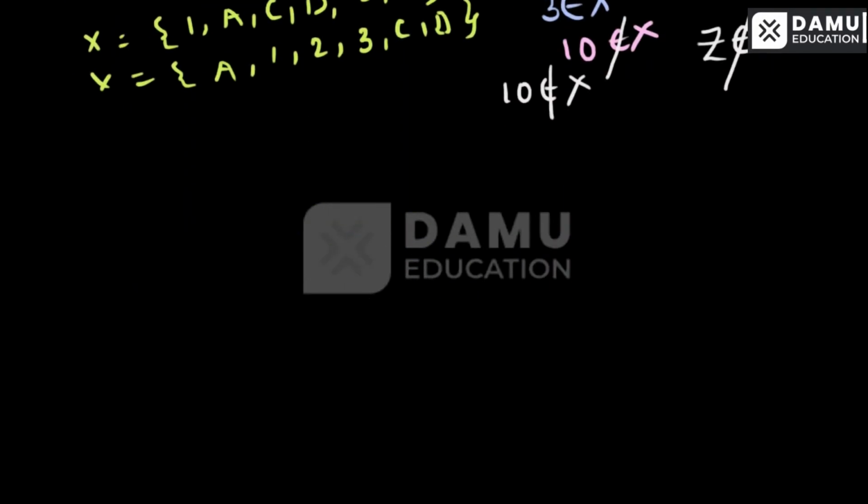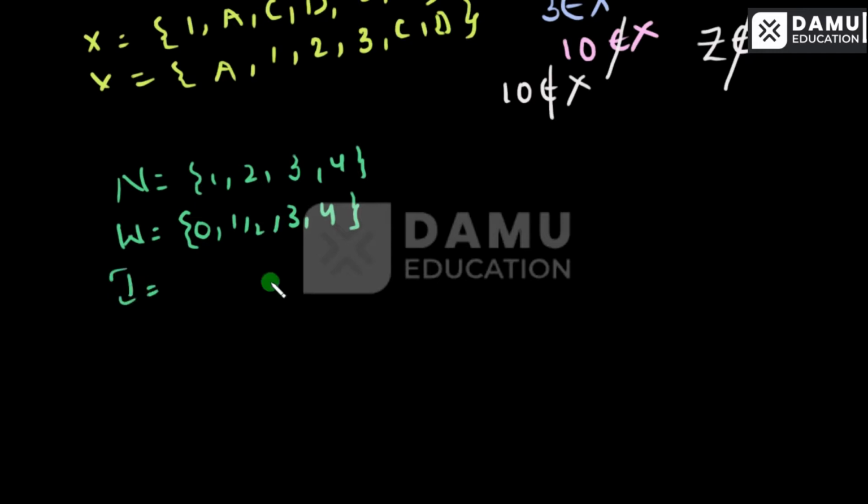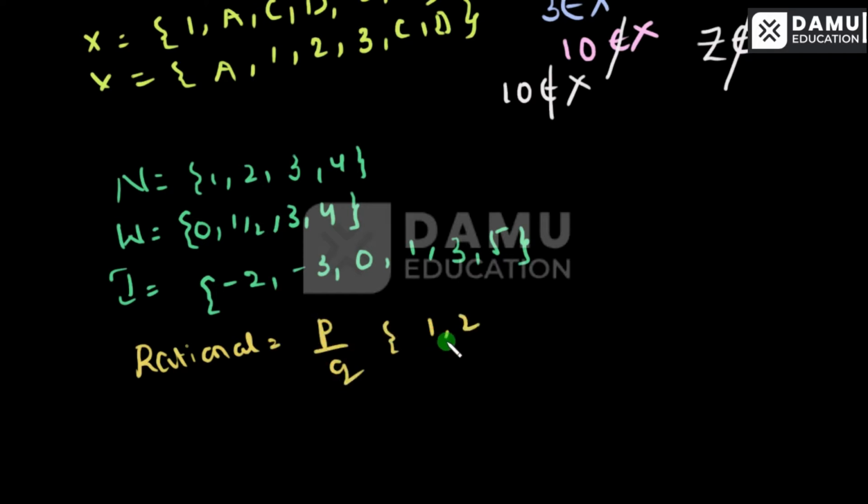Then our next topic is the most important concept. Write natural numbers: 1, 2, 3, 4. Then write whole numbers: 0, 1, 2, 3, 4, like that. Then the next one is integers: -2, -3, 0, 1, 3, 5, like that; any elements you can write. Then after integers come rational numbers, which are in P by Q format: 1 by 2, 1 by 1, 2 by 3, 5 by 7, like that. Rational numbers are represented with capital Q.